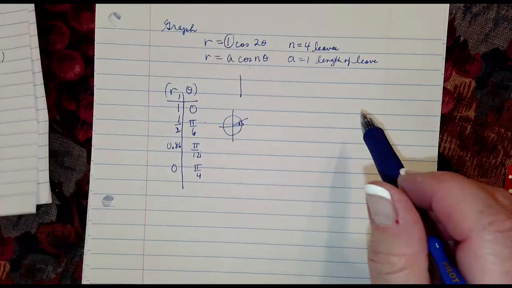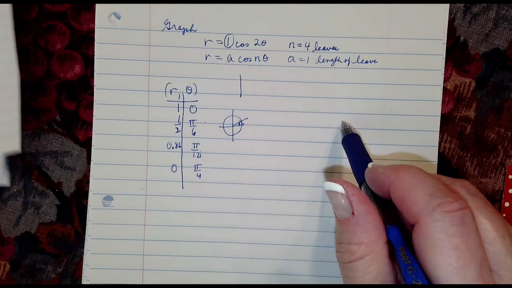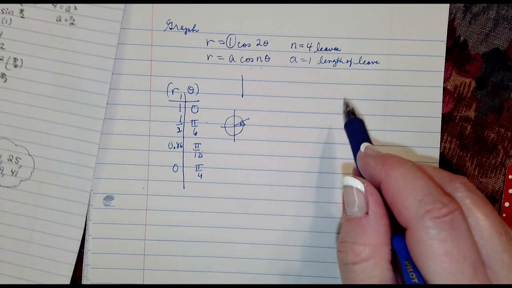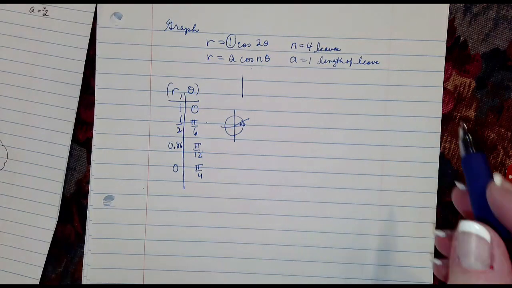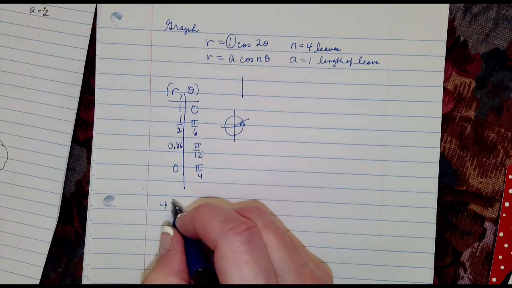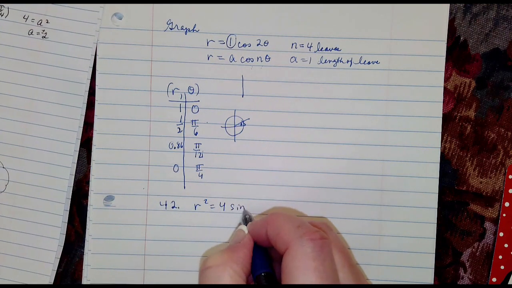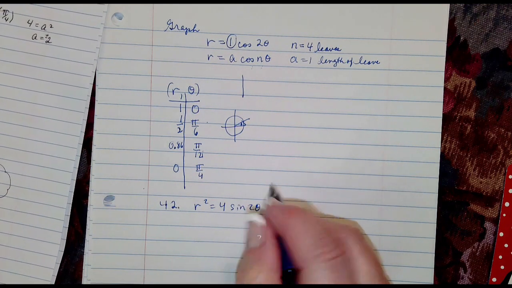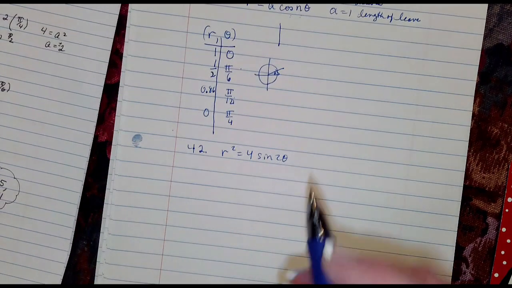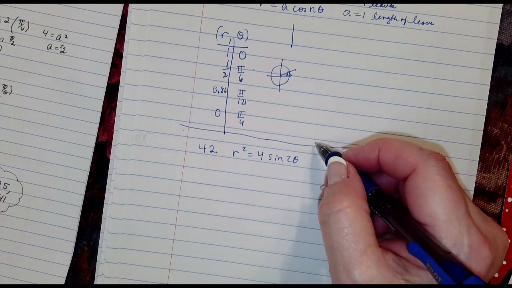Okay, let's see how much more we want to do tonight. We're going to look at one last one. This is number 42. Number 42 says r squared equals 4 sine 2 theta, and we're going to graph it. So this one's pretty straightforward to graph, but let's first talk about it a little bit.